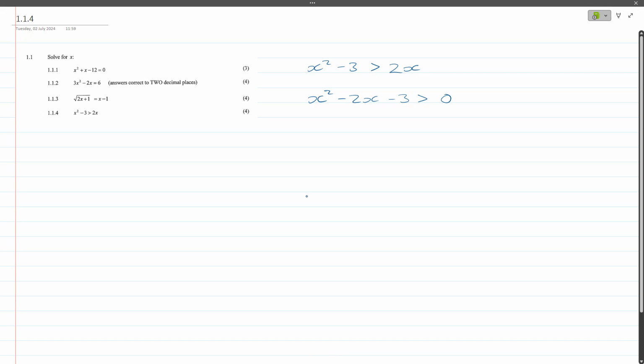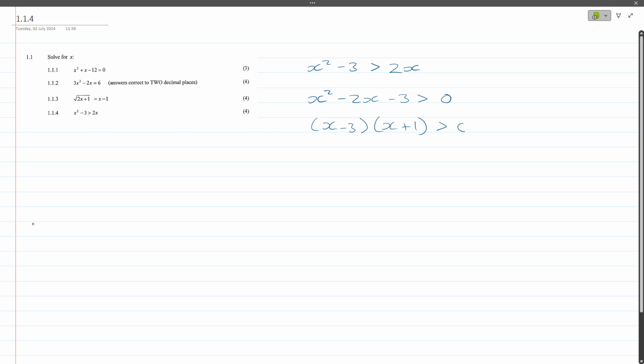So at this point, just like we did earlier, we're going to form our two brackets, each with the x inside. And again, we're going to consider the factors of 3 that will give us minus 2 when added, but give us minus 3 when multiplied. And that would be minus 3 plus 1.